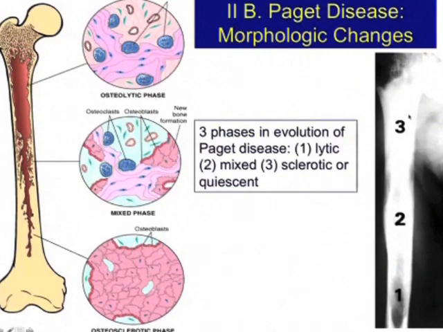Then we have the mixed phase, where now the osteoblasts are coming in, reacting to the loss of bone. And so you get both sclerosis and lysis of the bone. And finally, we're in the sclerotic phase, which is where it ends up. This is burnt out sclerotic bone, where now you just have too much bone, but it's woven bone. It's not properly mineralized. It fractures easily.